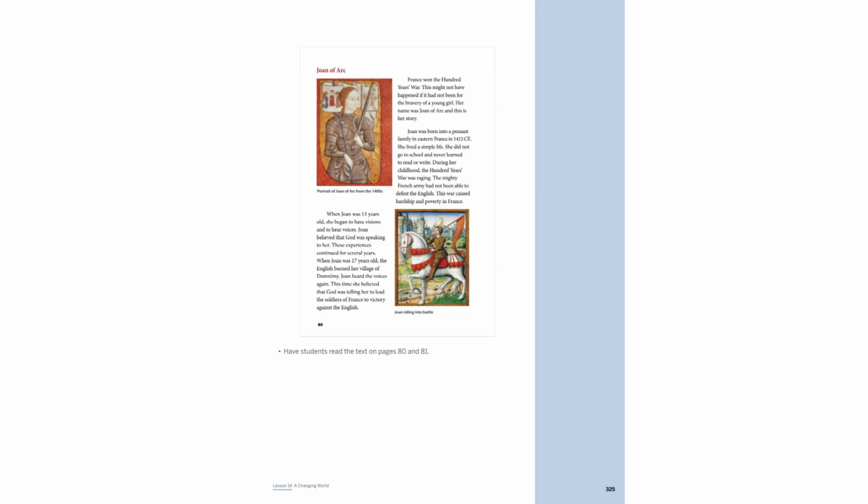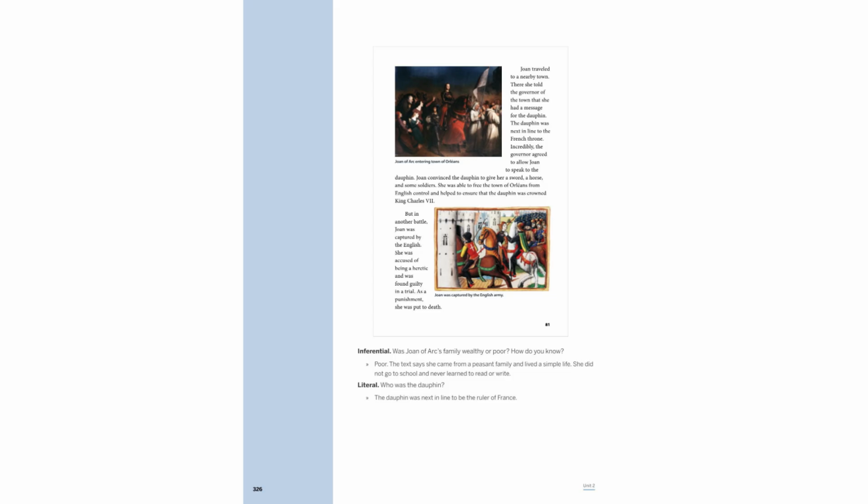Joan of Arc, born in 1412 Common Era in eastern France, was a peasant girl who never learned to read or write. At 13, she began experiencing visions, believing God was speaking to her. By 17, after her village was burned by the English, she felt divinely inspired to lead France to victory in the 100 Years' War.